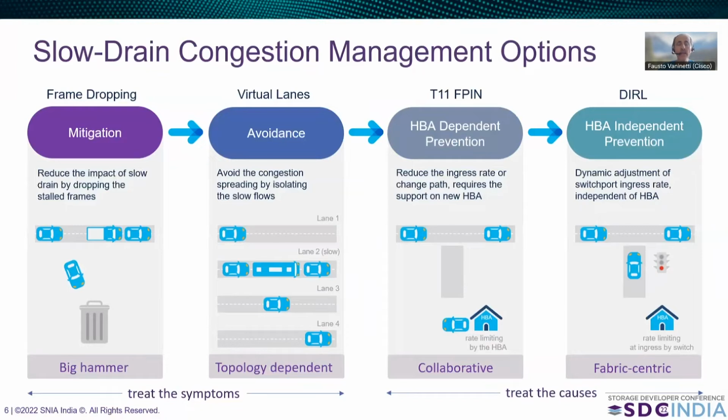And that's why another proposal was made. And this is called dynamic ingress rate limiting. The main benefit of this solution is that it is HBA independent, which means there are no interoperability matrices. It's a fabric-centric approach, and it doesn't require any exchange of information with end devices, be they servers or targets.